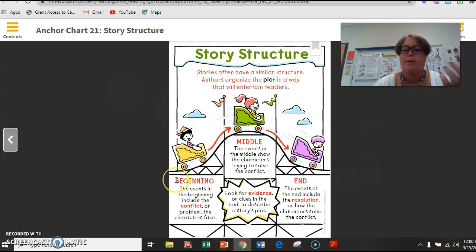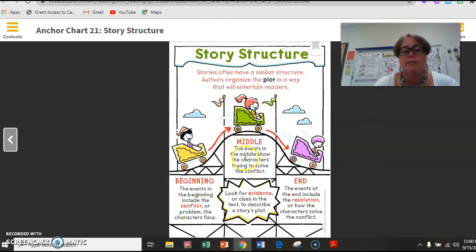So there's always a beginning. Every story has a beginning. In the beginning, the events include the conflict or the problem the characters face. So the beginning of the story kind of tells us what's going on, what conflict the characters are having. The middle, it's like we're going on a roller coaster. See right here? We're up to the middle.